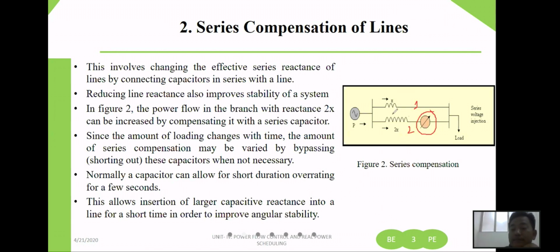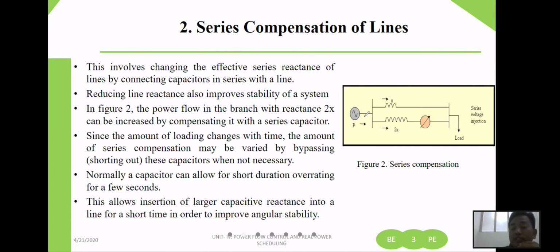We have to reduce this reactance. So now we have to connect a capacitance in series. You know how to find the equivalent reactance: this is an inductance and this is a capacitance, so use the basic equation and try to reduce the total reactance. If you reduce the total reactance, then the power flow through path 2 will also increase. This is how we do that.